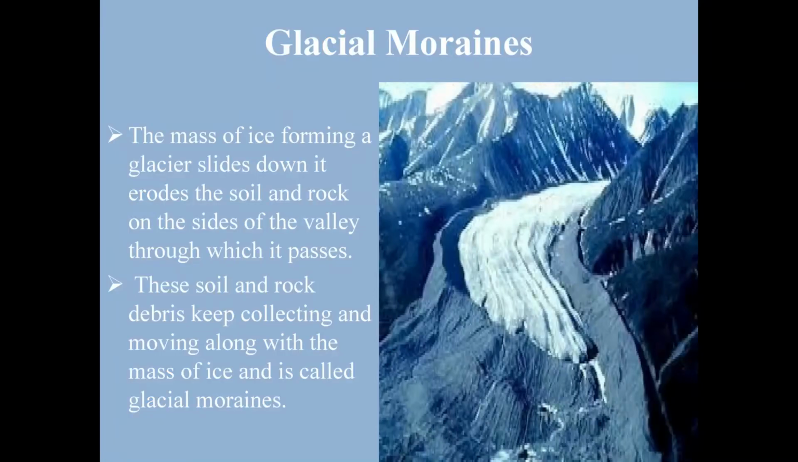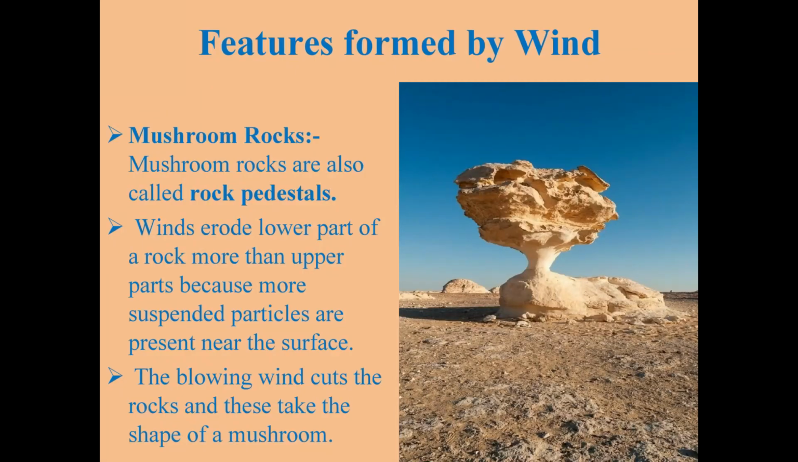Glacial moraines. As the mass of ice forming a glacier slides down, it erodes the soil and rock on the sides of the valley through which it passes. These soil and rock debris keep collecting and moving along with the mass of ice and is called glacial moraine. A moraine is any glacially formed accumulation of unconsolidated glacial debris like soil and rock which can occur in glaciated regions. Features formed by wind.